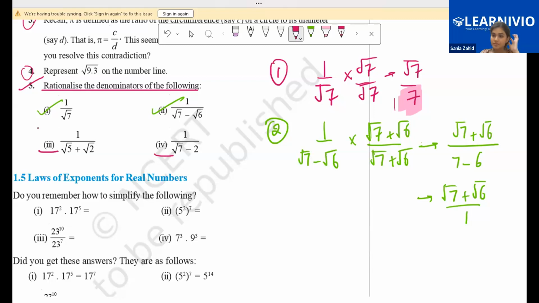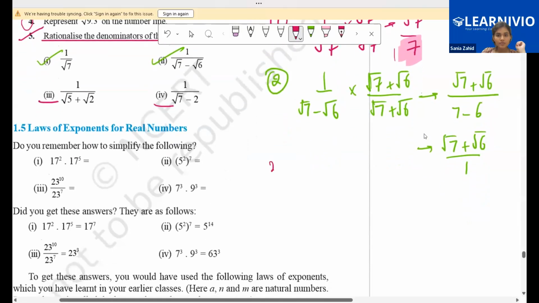Children, done? Did anybody complete this? Yes, ma'am. Okay, tell me the answer, Videl, for the third one. The answer is root 5 minus root 2 by 3.